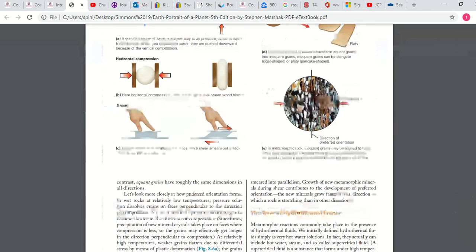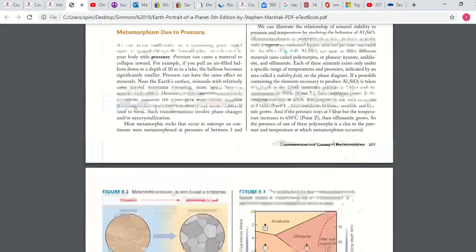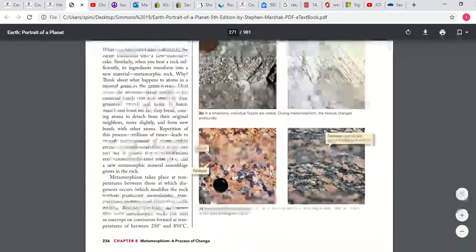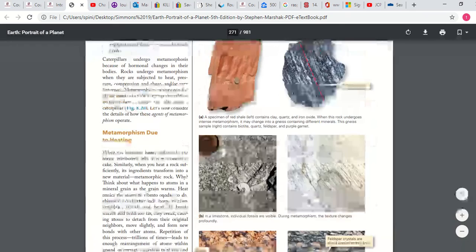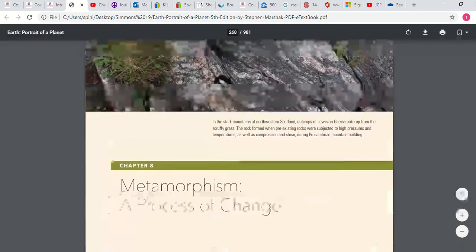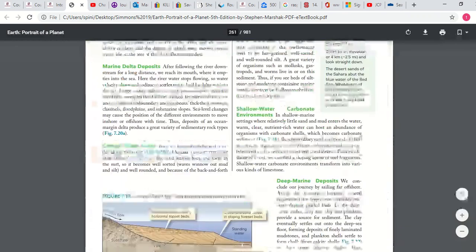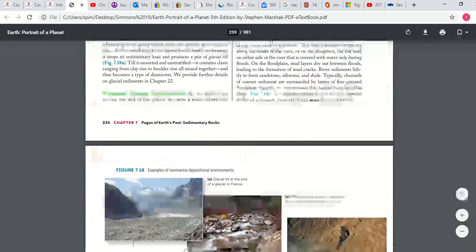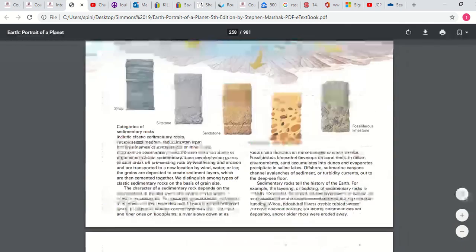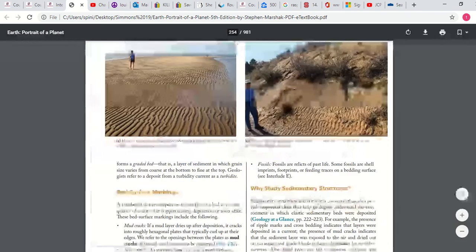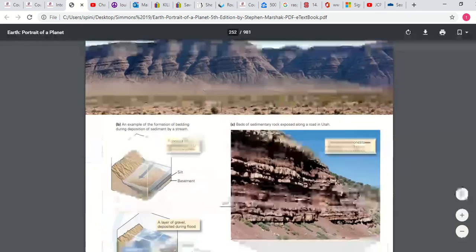Oops, sorry about that. Go back up. Wow, I jumped too far, didn't I? Sorry. Let me get back to where I was. I changed chapters on you. Apologize for that. So anyway, the next group of rocks then are the, well, let's go up here and see what they are.